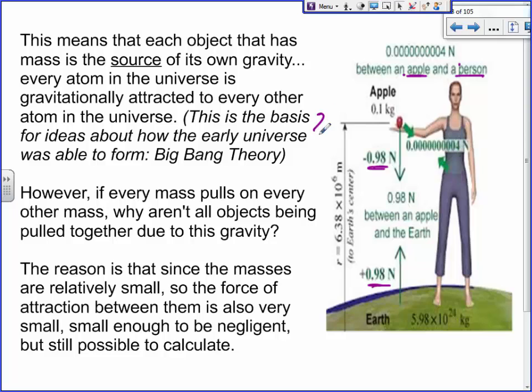If you would like to talk with me later about the basis for how the early universe happened, I'd love to share more thoughts, but that's actually one of the ideas behind how the universe was formed: all of the matter that would have existed after the Big Bang, all sorts of atoms like protons and helium and hydrogen, slowly but surely, due to gravity, would have eventually been attracted to each other, forming larger clumps of matter. But if you want to talk more about that, come talk to me later. Let's move on.